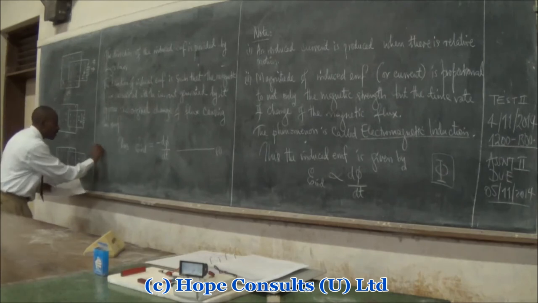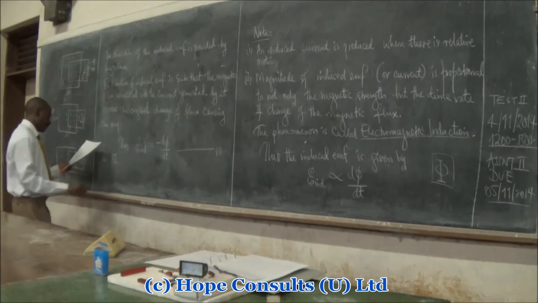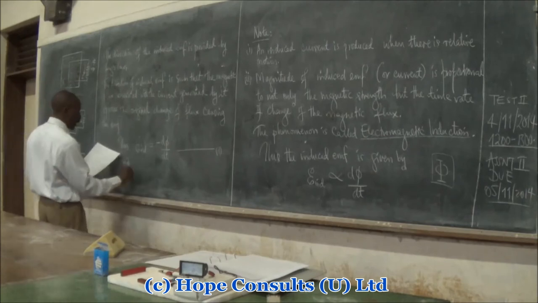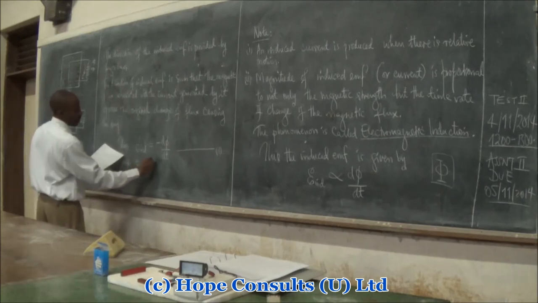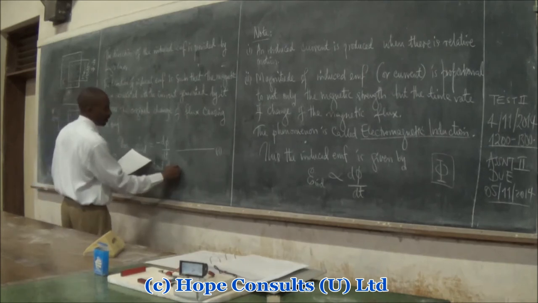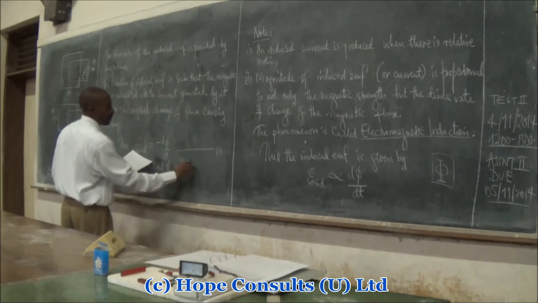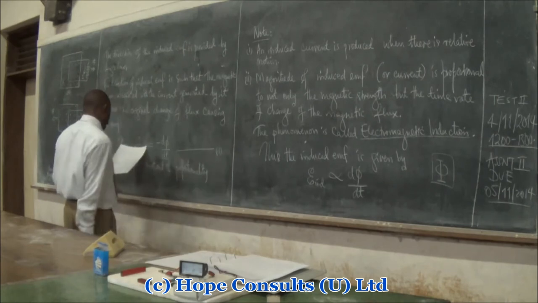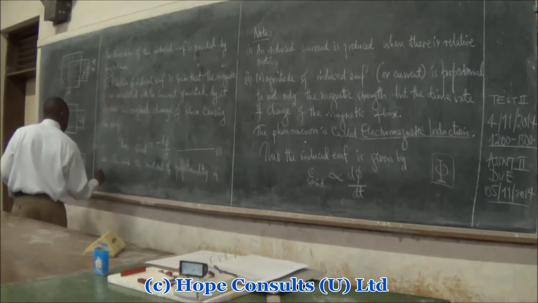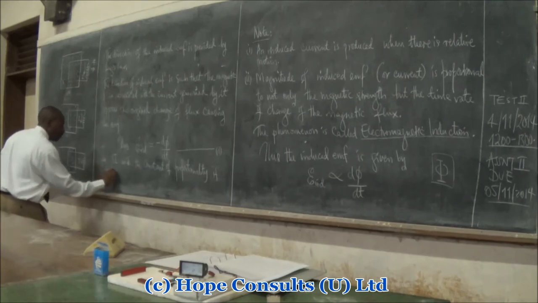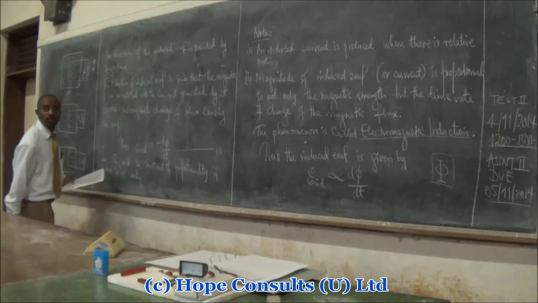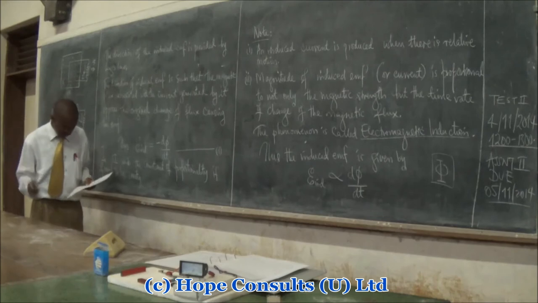In SI units, or in standard international units, the constant of proportionality is found to be one, but in mathematics, we call one unity.